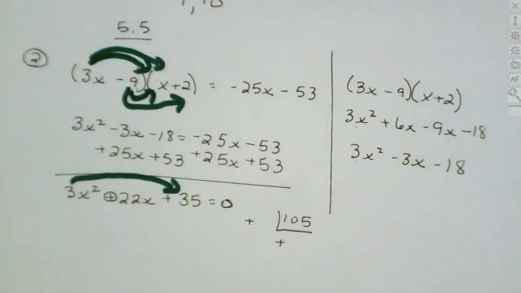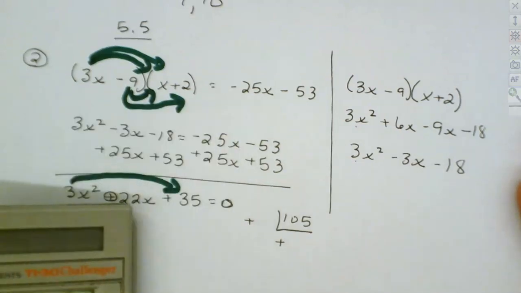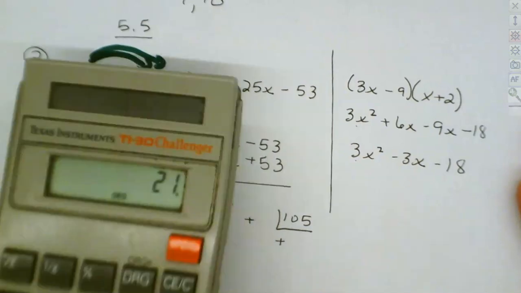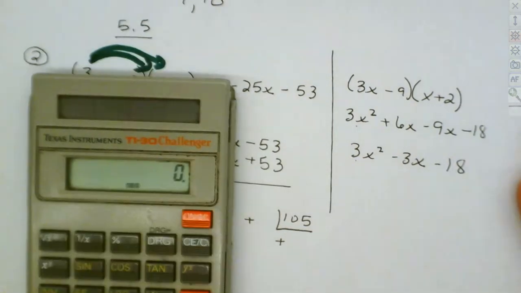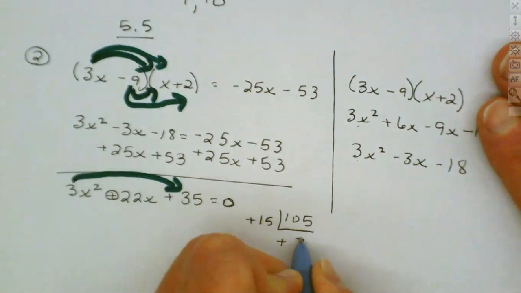Now, what do we know about 105? Well, it ends in a 5. So we're going to start with multiples of 5 and keep going until we find it. And we can work with this. So we'll try 5. That's 5 and 21. If I add them together, they definitely do not give you 22. So let's try, a 10 won't go in there. Let's try 15. 15 and 7. Well, 15 plus 7, that's a 22. So those are our two numbers, 15 and a 7.